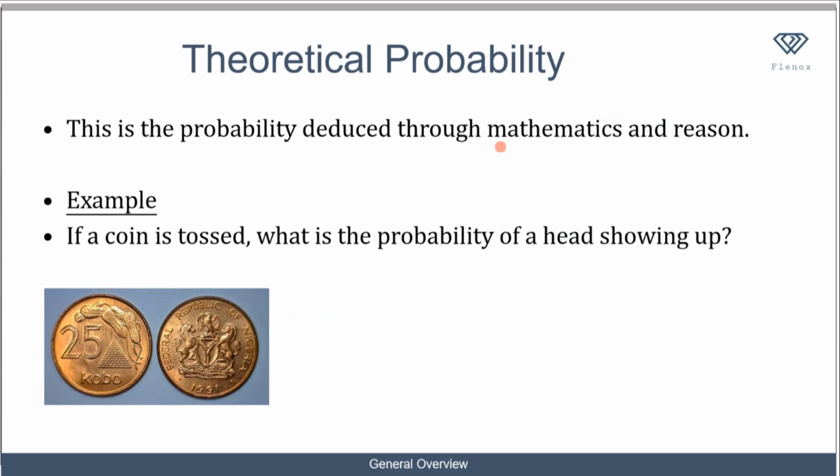So let's talk about theoretical probability. This is the probability deduced through mathematics and reasoning. When we deal with this kind of probability, we use our reasoning and our mathematical formula to figure out what the probability is. Let me give an example of theoretical probability. Let's assume that a coin is tossed. What is the probability of a head showing up?